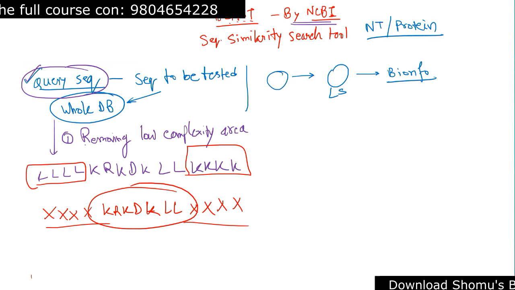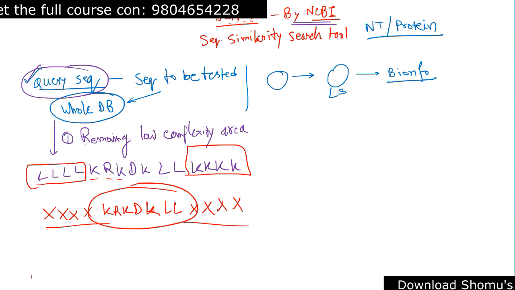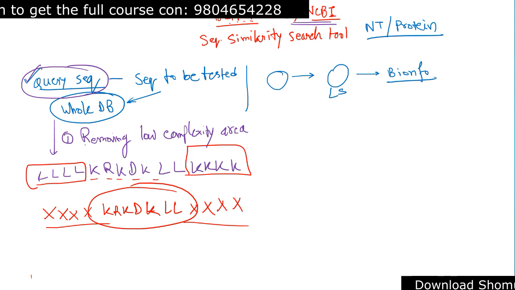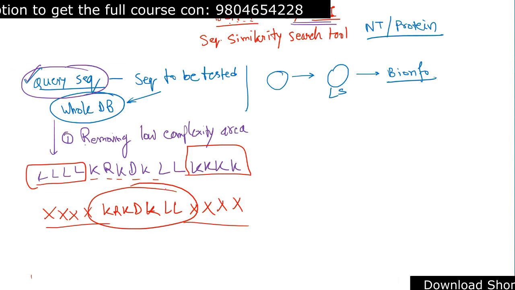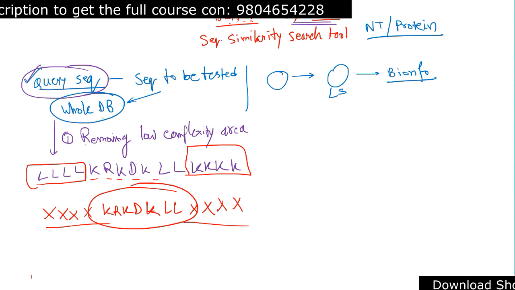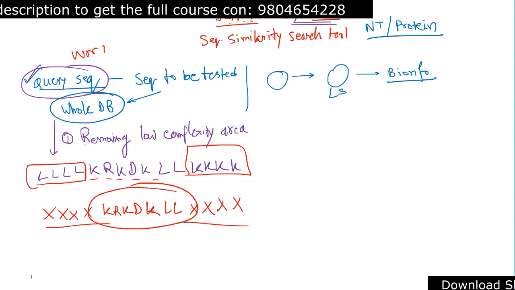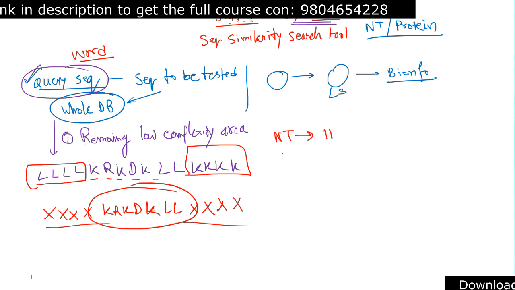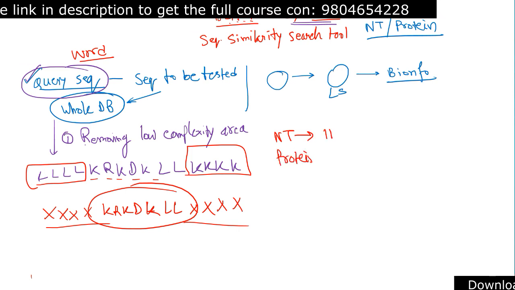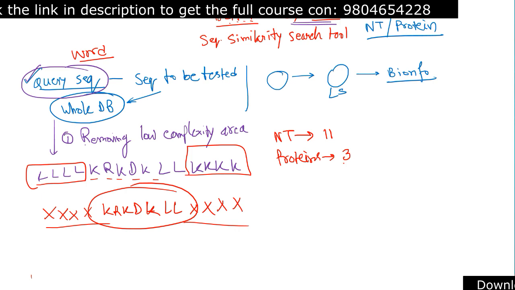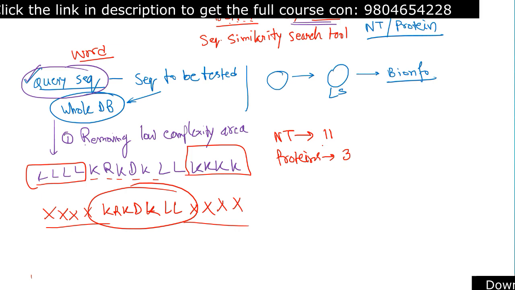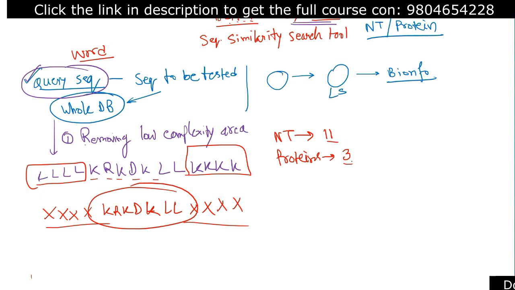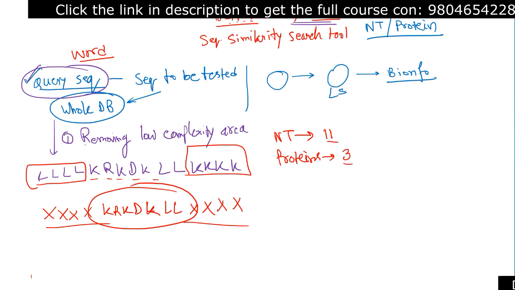So we have a value, right? For each individual position, we have a score or scoring system. And whatever query we are searching, we call it a word. How many letters in a word? For a nucleotide sequence, we use 11. For proteins, we generally take 3. So 3 for protein sequence, 11 for nucleotide. That is the fixed length for which we check when we run the sequence similarity search.